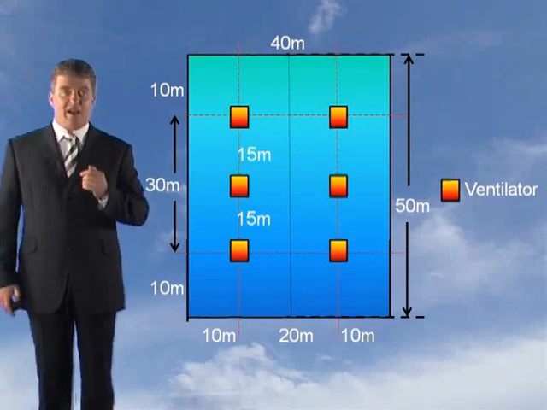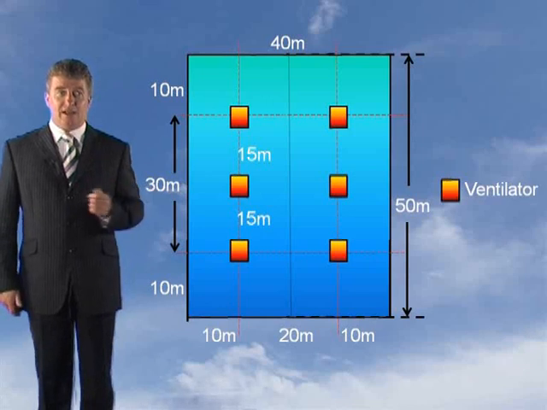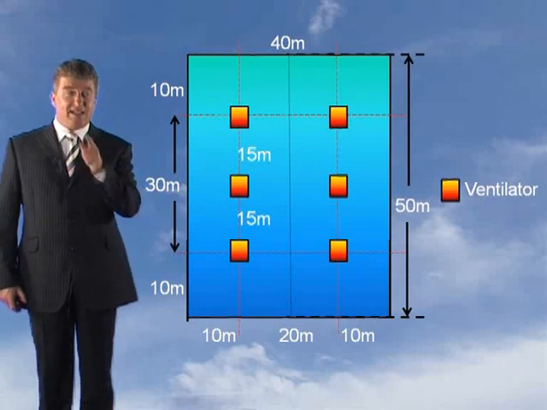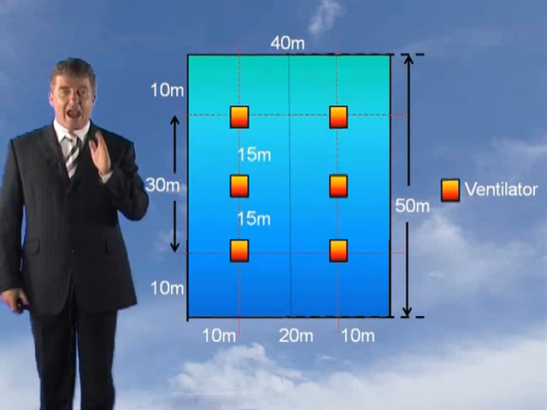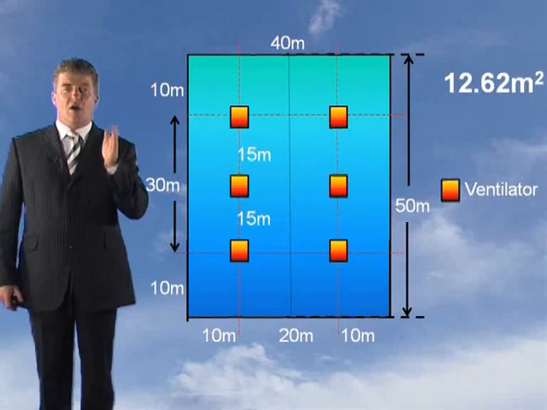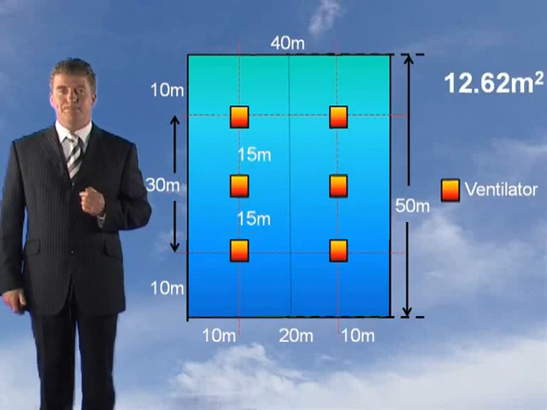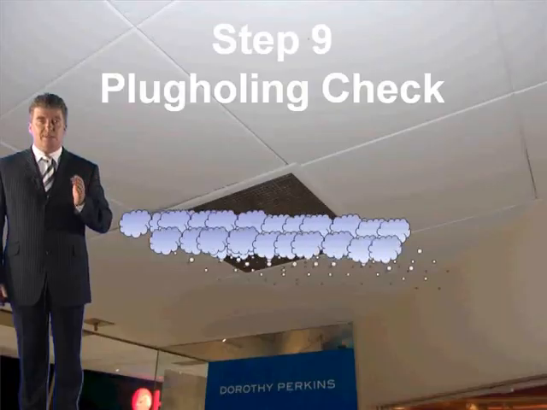So as you see, that's an overriding factor here. As you can see on here, 6. We have to, because you can't have more than 20 metres apart. So we need 6 ventilators with a total aerodynamic area free of 12.62 square metres. That is what we've just determined by doing that. And that covers step 8. Let's move on to step 9.